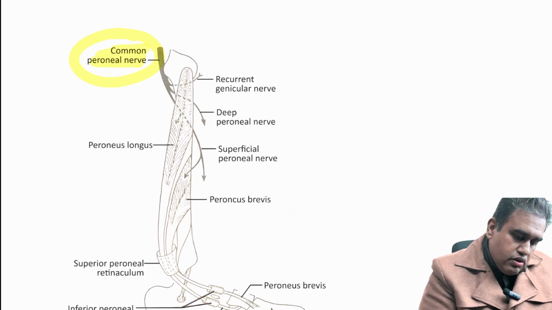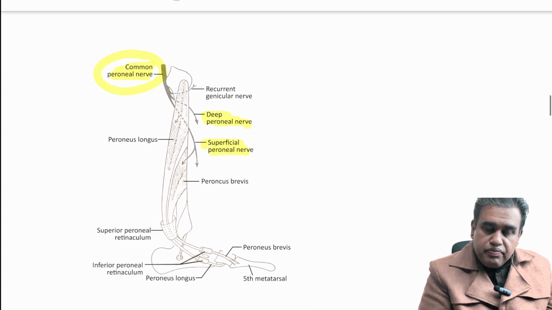So this is how the common peroneal nerve divides into deep peroneal and superficial peroneal nerve. ये कोई इमेज हो गई.